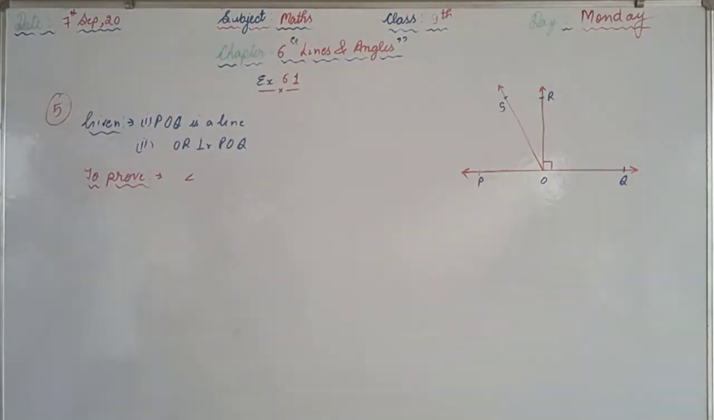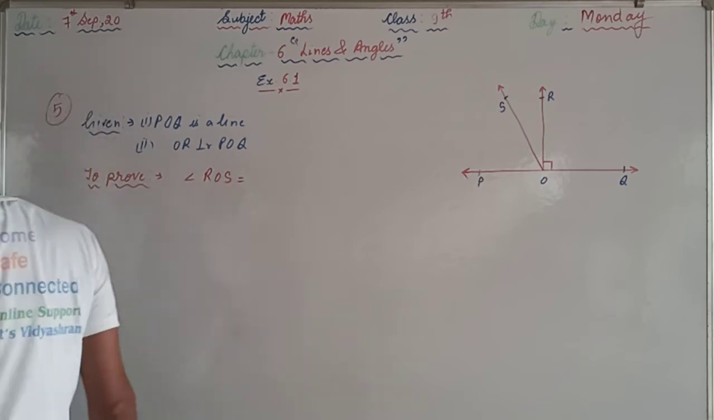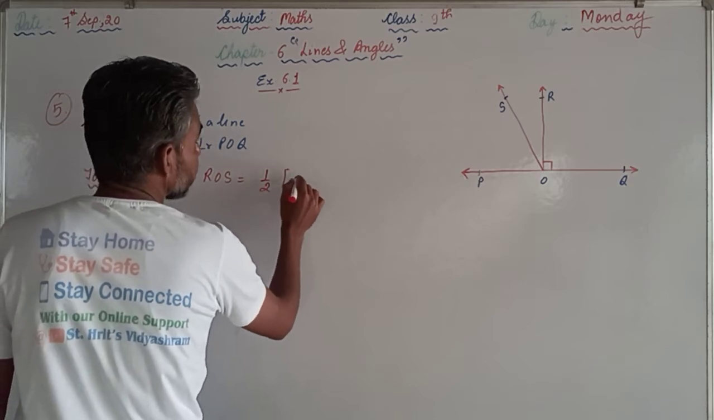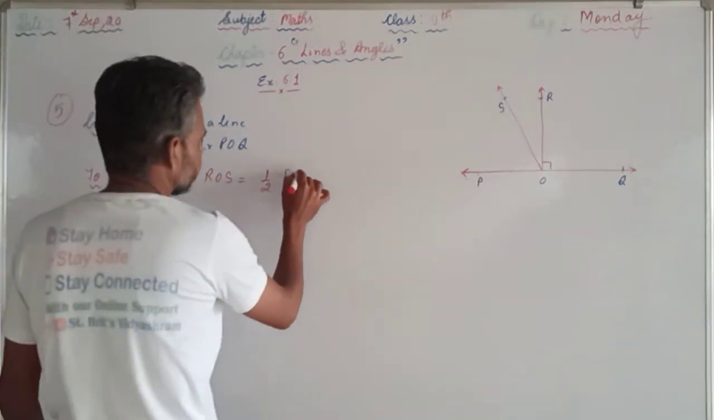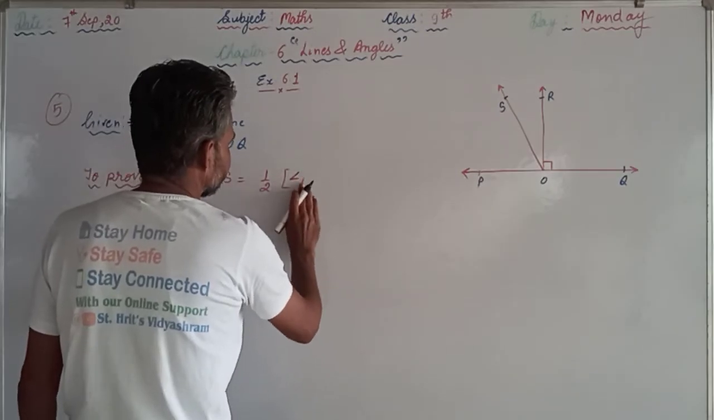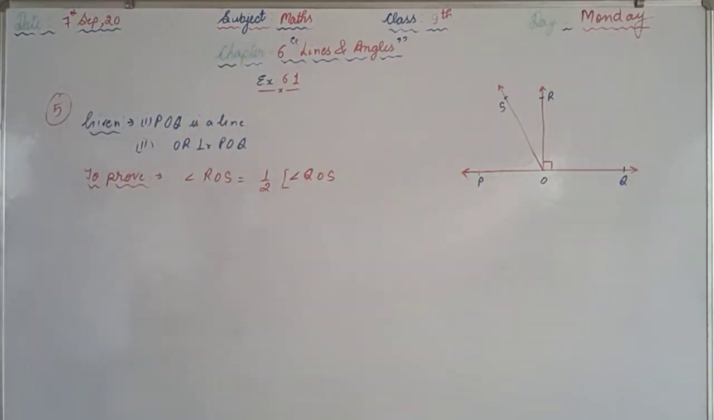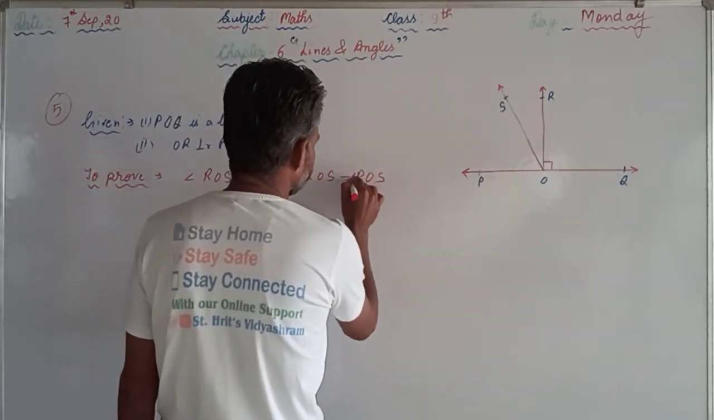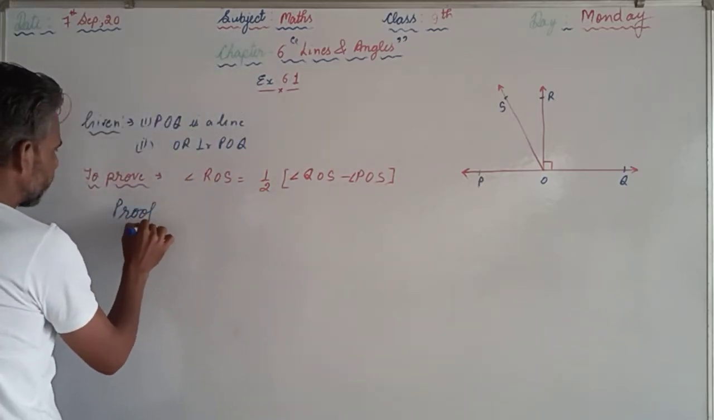Angle ROS is equal to half of (angle QOS minus angle POS). This we have to prove. So we will start the proof. There is no construction.